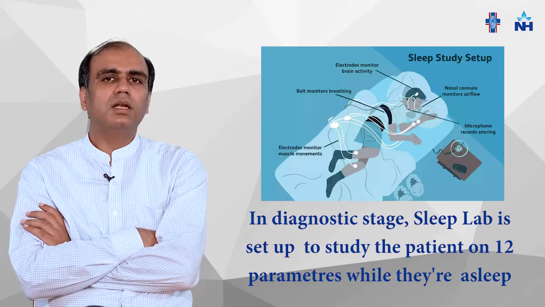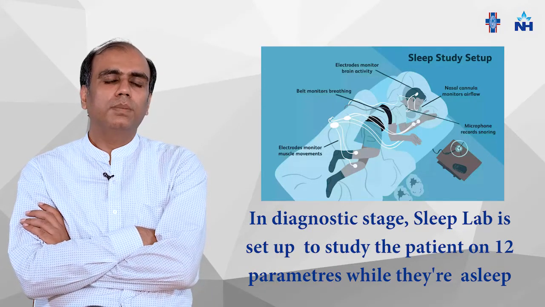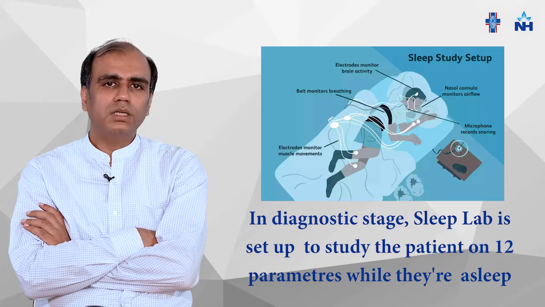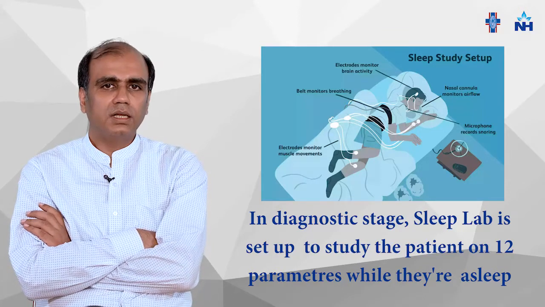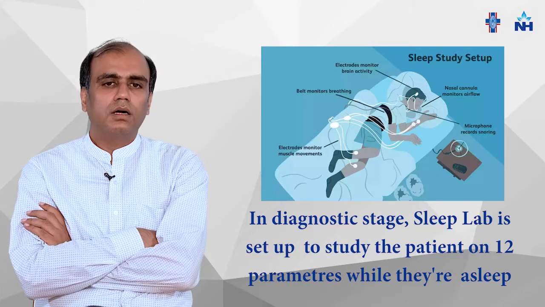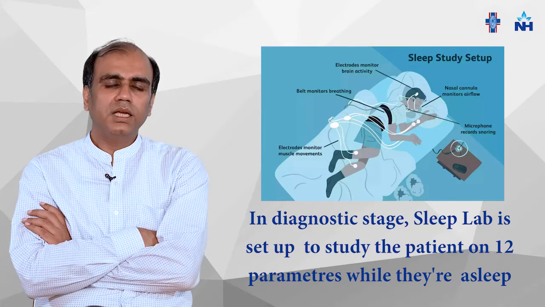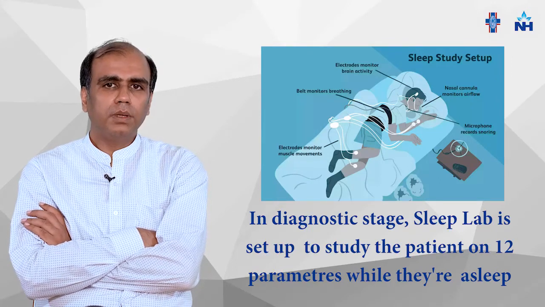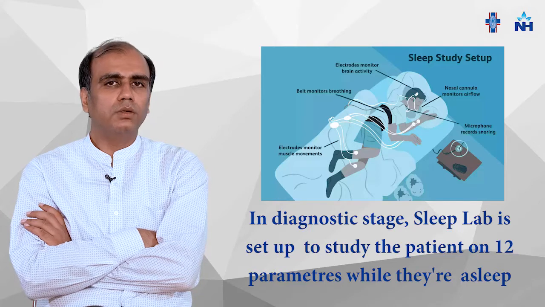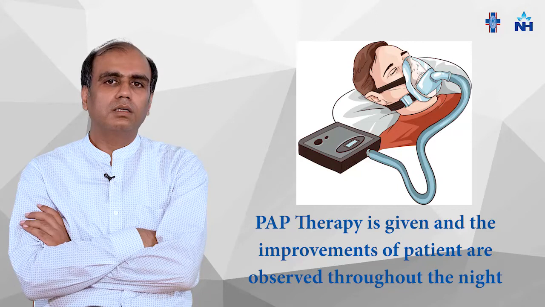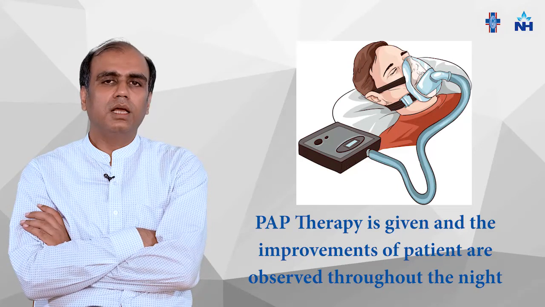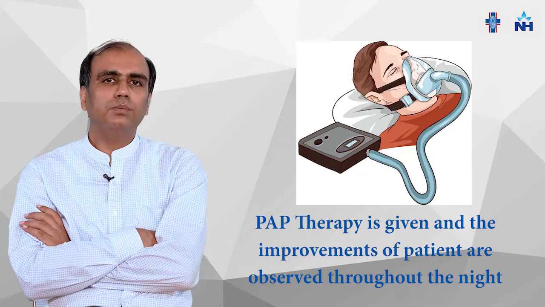In the diagnostic part, there are 12 leads we put onto the patient's body, and we have to monitor the parameters, just like oxygen level, eye movement, chin movement, leg movements and heart rate, and we have to see what the sleeping pattern is and how these parameters vary. And when we confirm that the patient has obstructive sleep apnea, then we do the therapeutic part. We put PAP therapy, just like a CPAP machine, and in the later part of the night we see how much improvement there is.